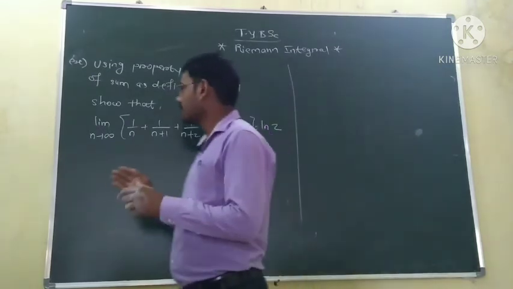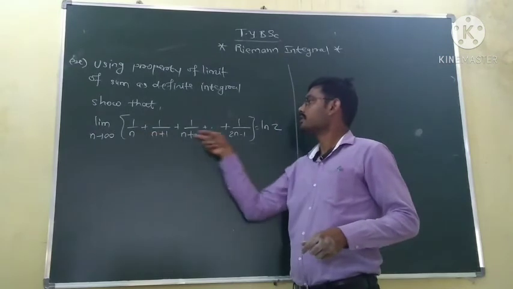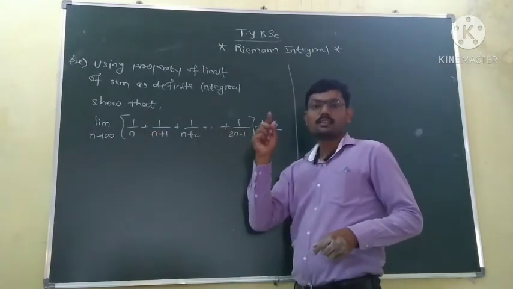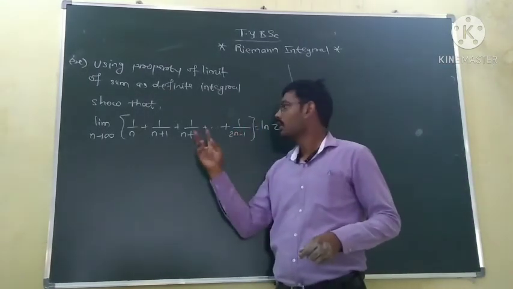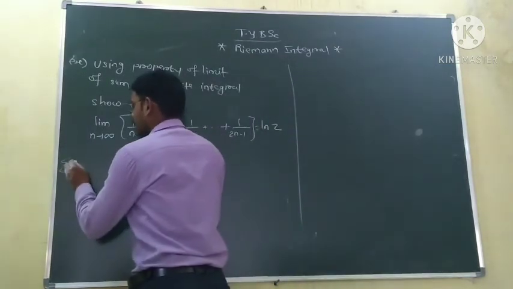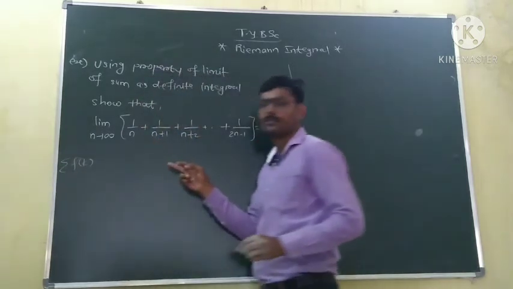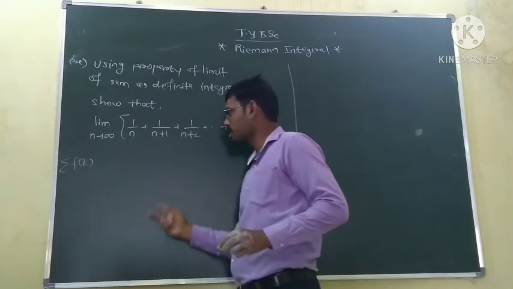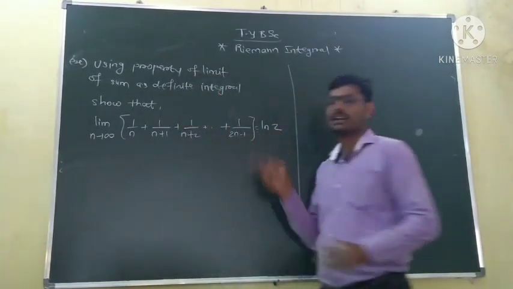Now here the idea is to write this series or this sum as a standard sum, a summation of some functions. Then we know the limit of sum is equal to the integration of that function. So we try to write this in a standard form.